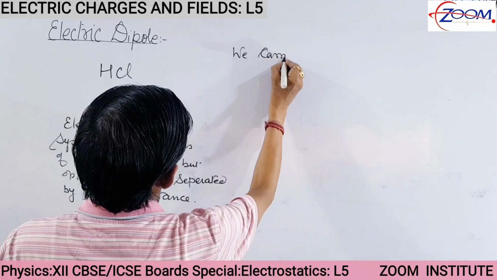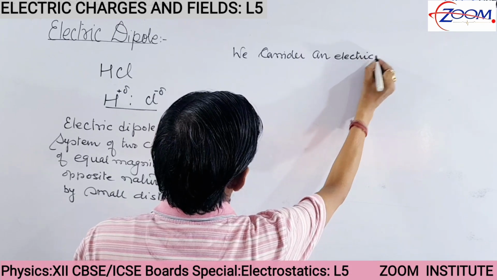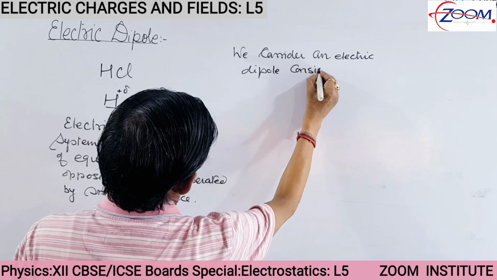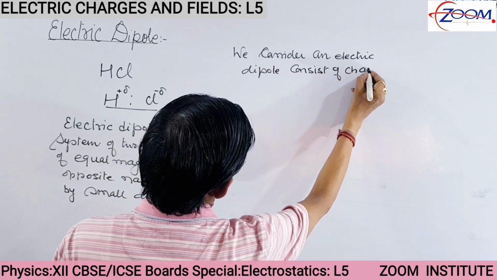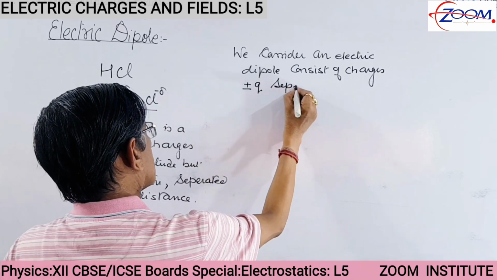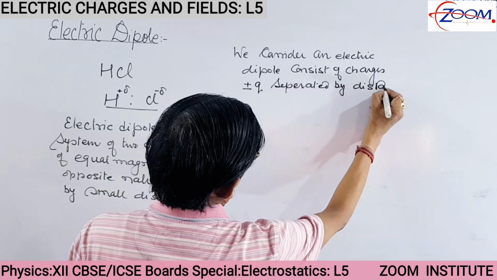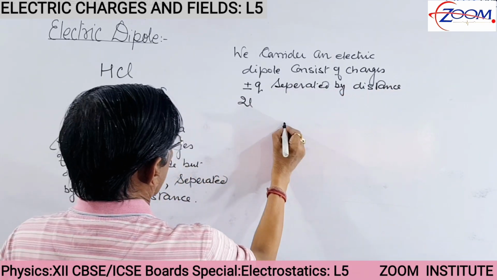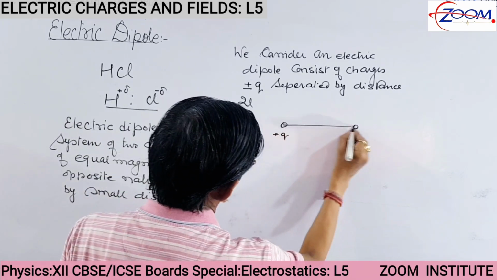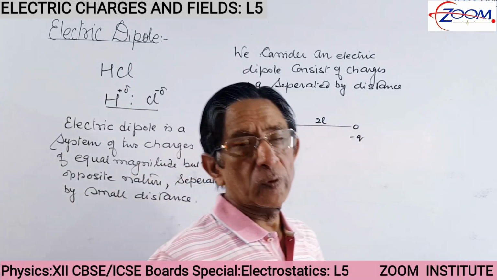We consider an electric dipole consists of charges plus minus q separated by distance. So we consider these are the two charges, plus q and minus q, separated by distance 2L. Then this system, this arrangement is called electric dipole.